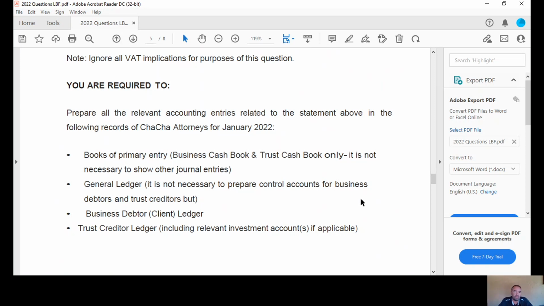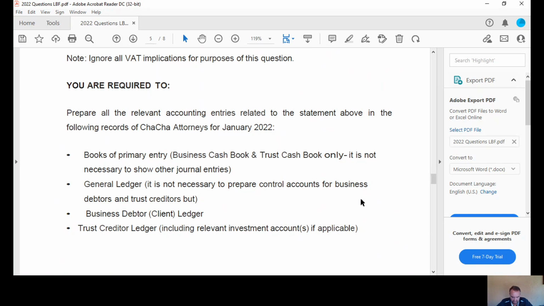Okay, and then we have more or less the same description as what we had in question 1. So again, they are asking us to do T accounts. Now, again, I will help you and tell you what T accounts you need to open to successfully pass this question. So the first one is, again, a trust cash book and a business cash book. So 2 accounts there.